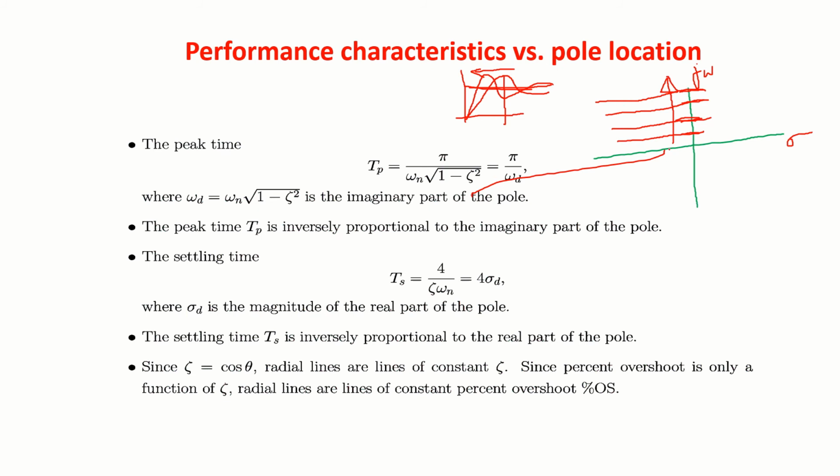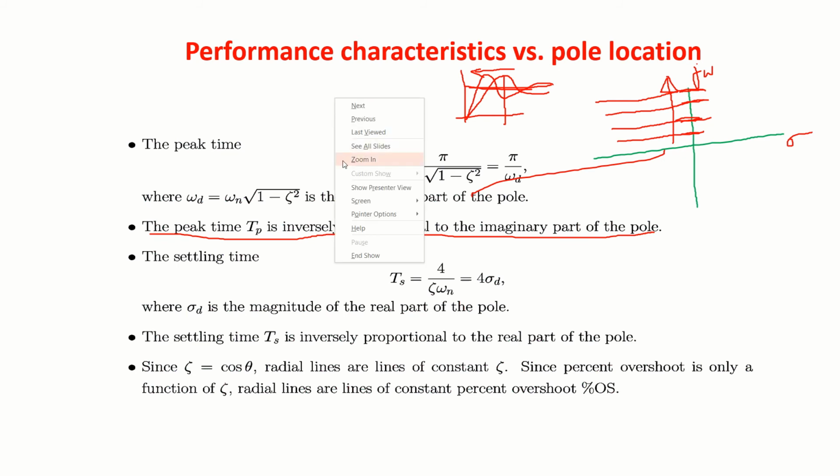So it won't matter what the real part is. It depends only on the imaginary part. This is why these are all constant peak time lines. But as you move outwards like this, peak time decreases. So peak time Tp is inversely proportional to the imaginary part of the pole, correct? As the imaginary part increases, the peak time decreases. It becomes faster.